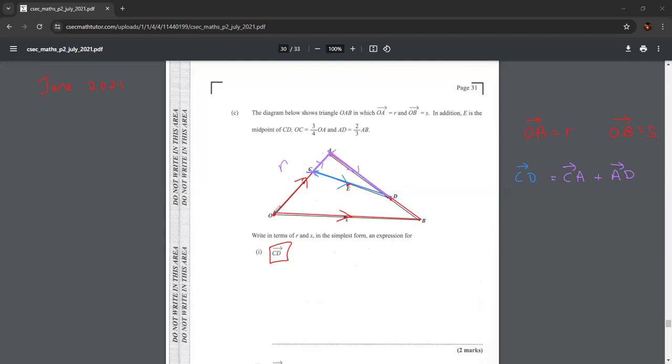Now they told us from O to C was 3/4 of OA. So if that was 3/4, how much will this part be? A quarter, right? Because 3/4 plus a quarter will give me the full length. So from O to C is 3/4 of the line, then from C to A will be a quarter of the line. So that's a quarter of OA. So for CA, that's going to be a quarter of R.